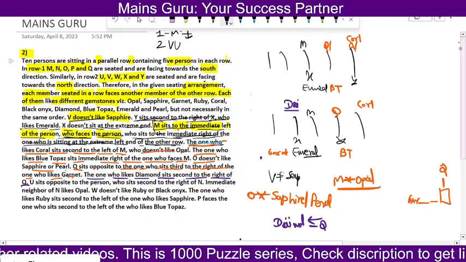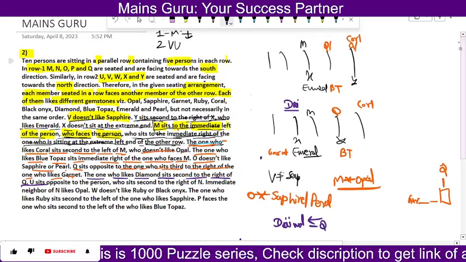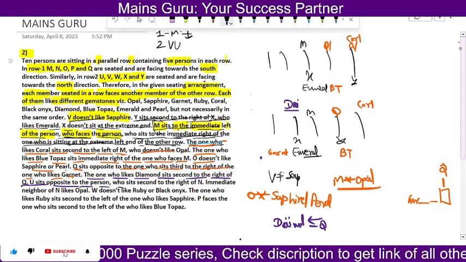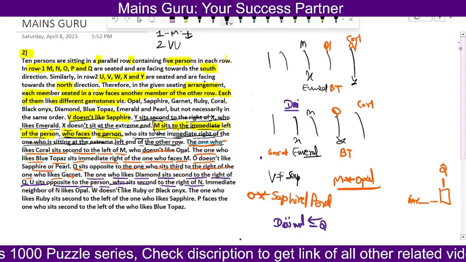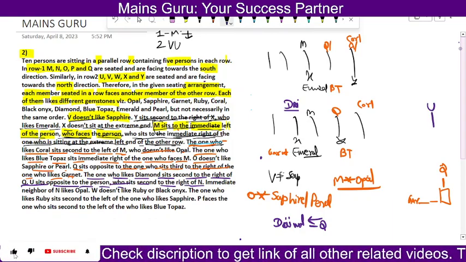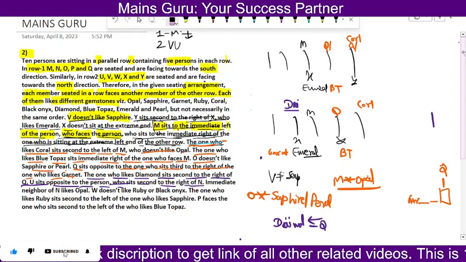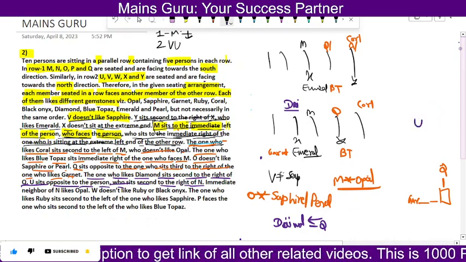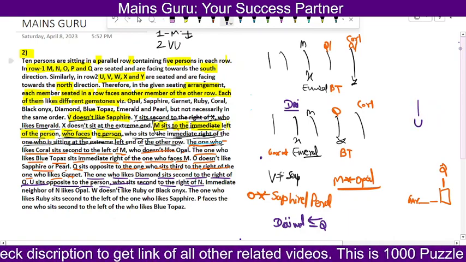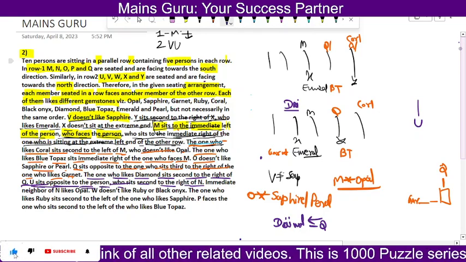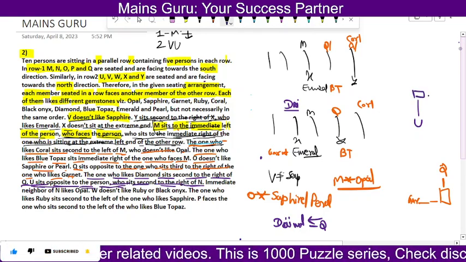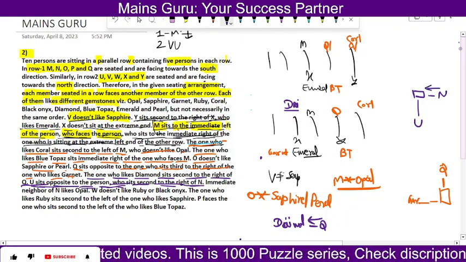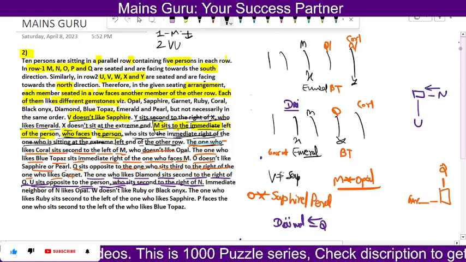So we cannot place this now. U sits opposite to the person who sits second to the right of N. U is sitting in this person, second row. So what it's saying: U sits opposite to the one who sits second to the right of N. Second right means this type of condition will be there.